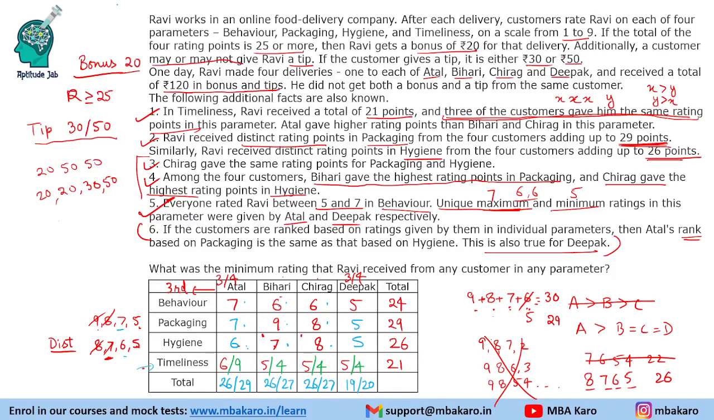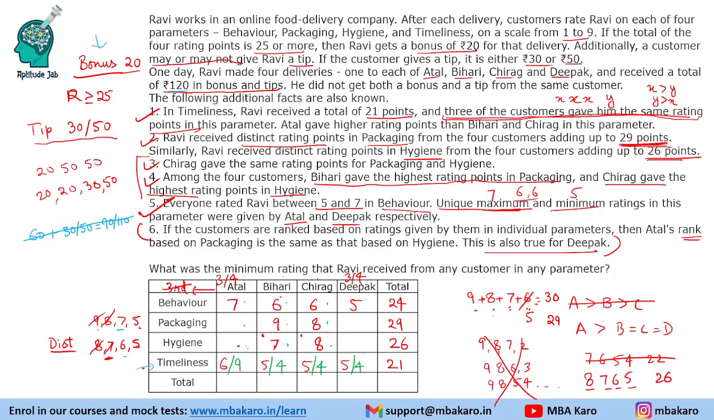Now, here comes this picture of bonus and the tip part. Now, in this case, three people are giving bonus. Whatever you take, whether you take 26 or 29, three people are giving bonus. So, three bonus means 60 rupees. Okay, that tip can be either 30 or 50, which will make the total as 90 or 110, right? So that is not possible because he is getting 120 in bonus and tips. So this case is not possible, right? So it means our first assumption of third and fourth rank is wrong.